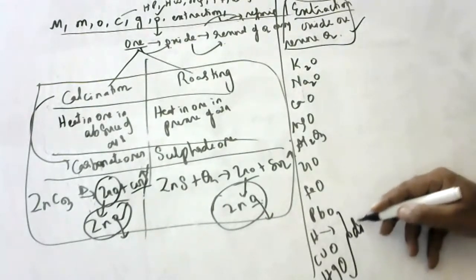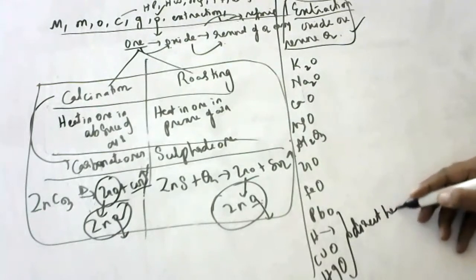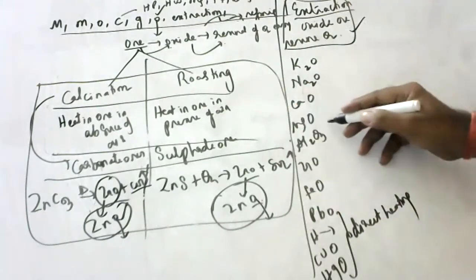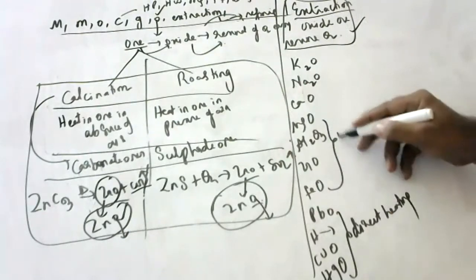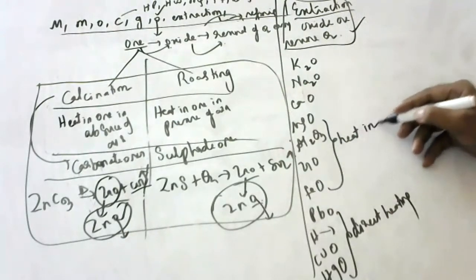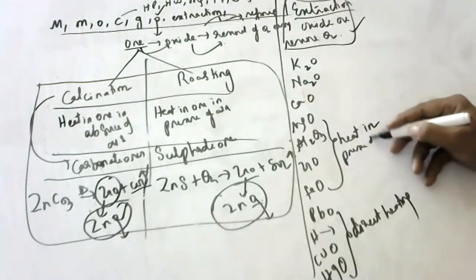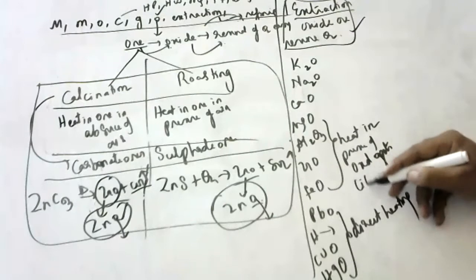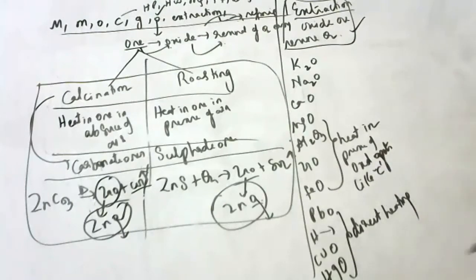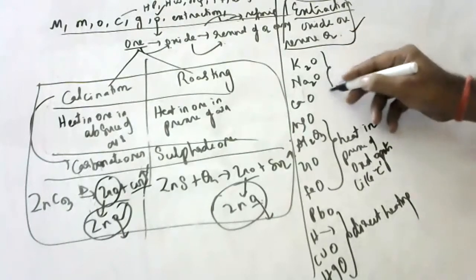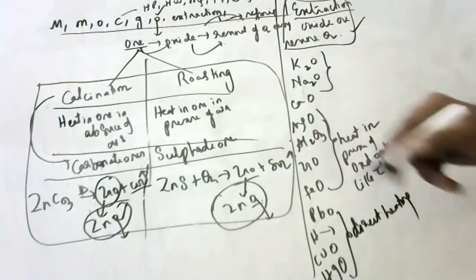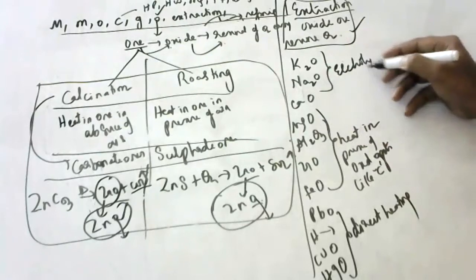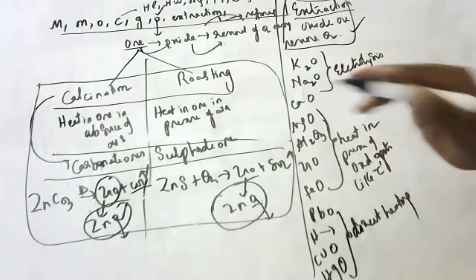For down metals, just go for direct heating because they are least reactive, they will lose oxygen very easily. For middle metals, heat them in presence of reducing agents like some coke. And for the upper metals, because they are highly reactive, go for electrolysis. Because they are highly reactive, they don't lose their oxygen that easily.